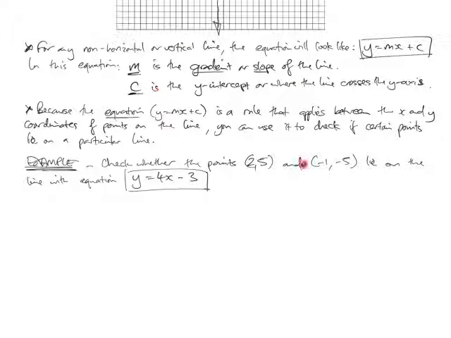Another thing to think about here, for any non-horizontal or vertical line, so if it's diagonal, if it's going like that or like that, the equation of the line is going to look like this. Y is equal to mx plus c, or something x plus something else. We call it m and c here because those mean something mathematically. In this equation, m tells you the gradient or the slope of the line. We've already gone over what the gradient means. It's the y step over the x step, and c is the y-intercept where the line crosses the y-axis.